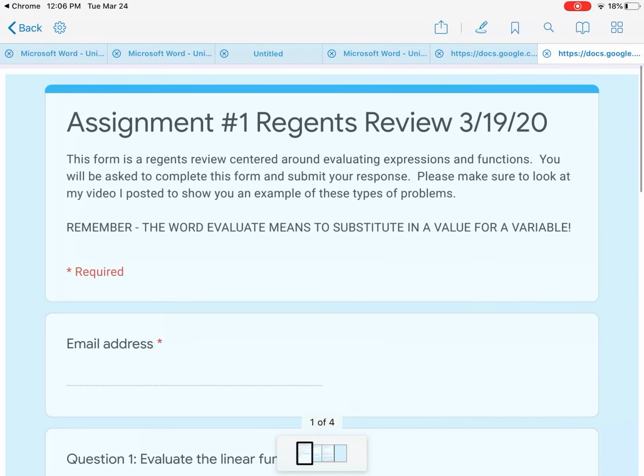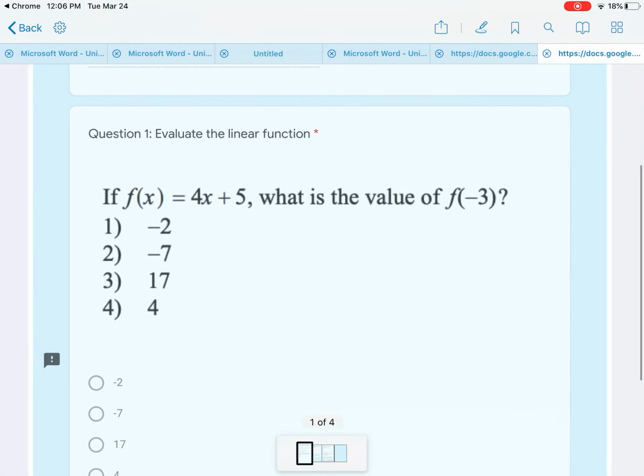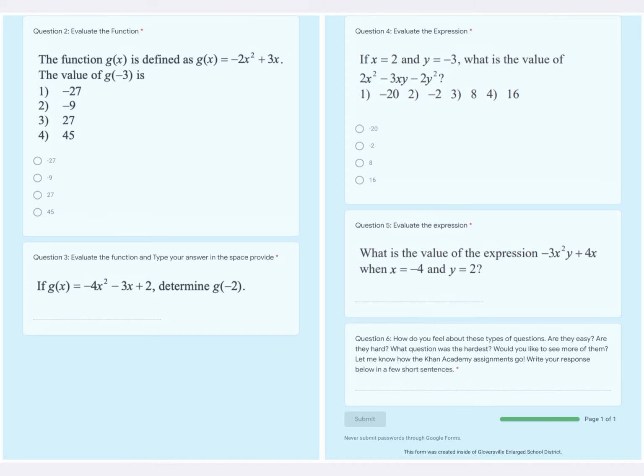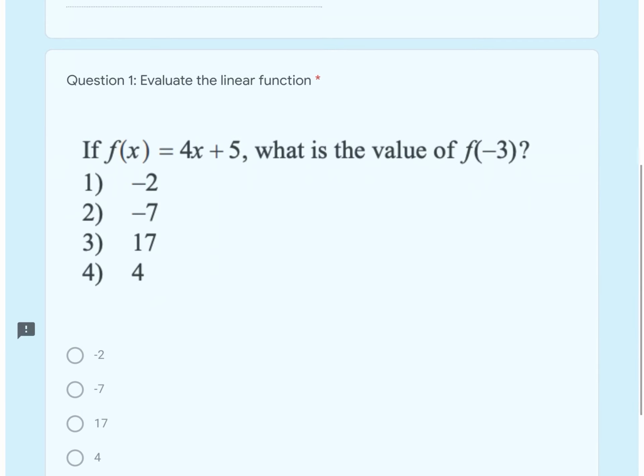So here was this first assignment I gave you guys. There was a total of, I believe, 5 questions. We'll go through all 5 of them, and we'll start with question 1.